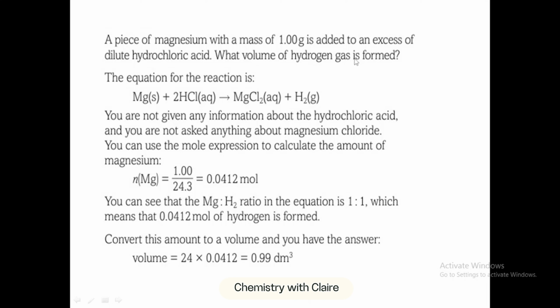So if you have any gas being formed, and in that case, you have to find the number of moles of the gas first and then multiply it with 24 to find the volume of that gas.